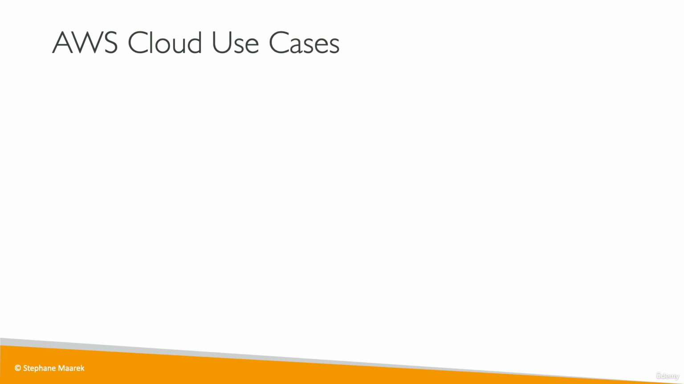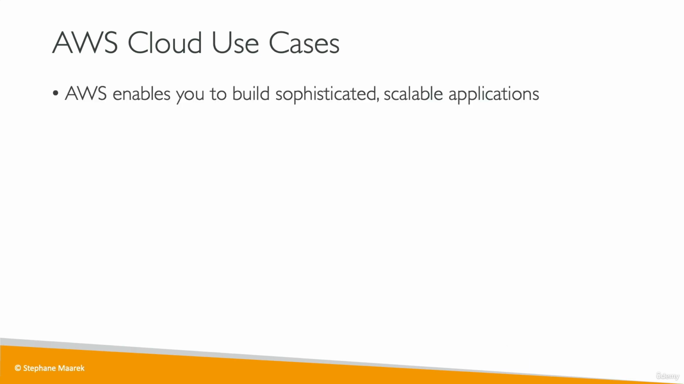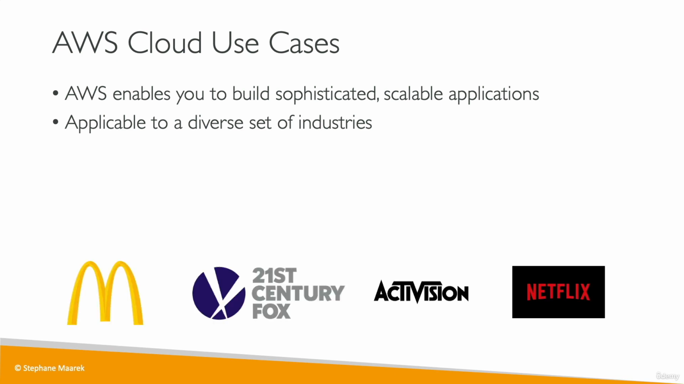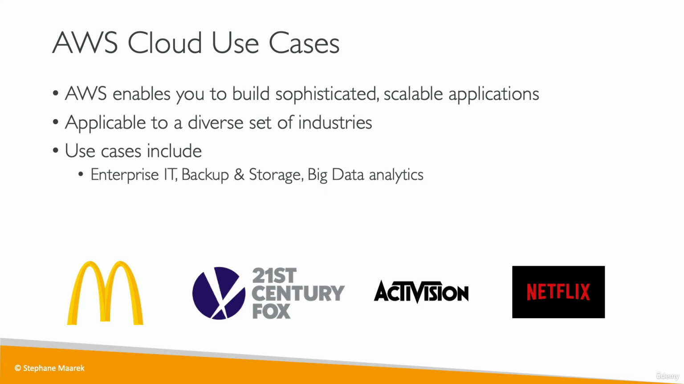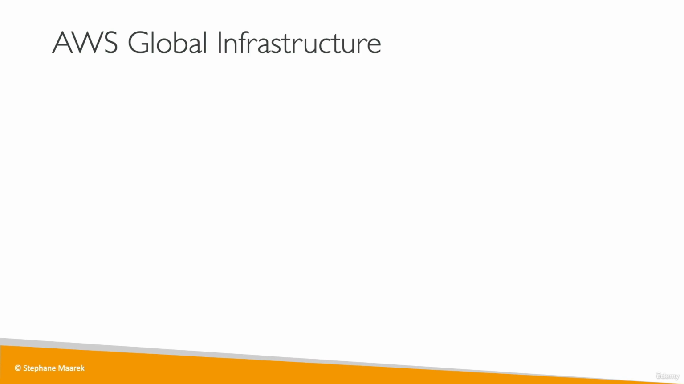So what can you build on AWS? Well, pretty much everything. AWS will enable you to build sophisticated and scalable applications, and they are applicable to a diverse set of industries. Every company has a use case for the cloud. So Netflix, McDonald's, 21st Century Fox, Activision, they're all using the cloud. Use cases can include just transferring your enterprise IT, or using the cloud as backup and storage, or doing some big data analytics. You can also host a website, or create a backend for your mobile and your social applications. Or you can have your entire gaming servers running on the cloud. The applications are endless.